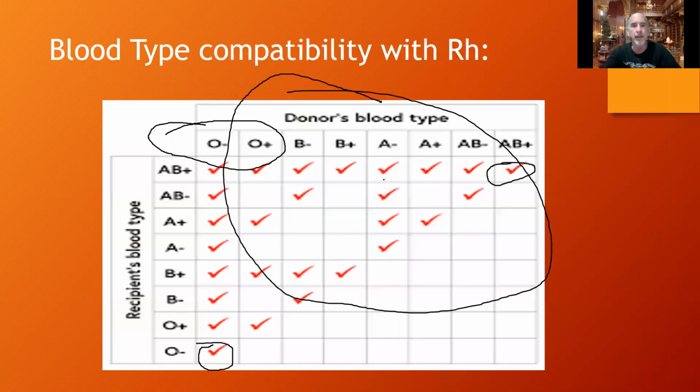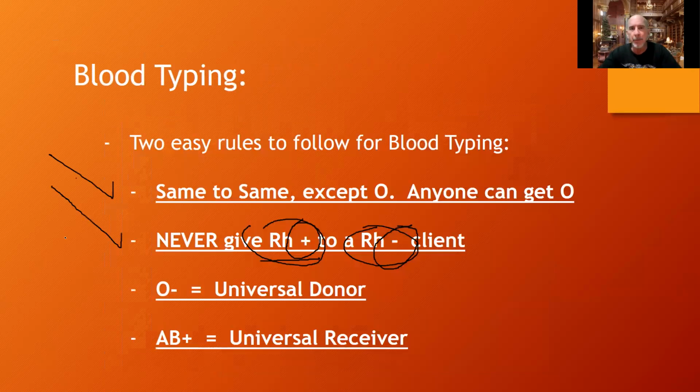So the RH positive client doesn't have anything to attack on the donor. And if you look at this chart, you will see there that the RH positive, or say A positive client, can get A positive blood or A negative blood. Now, since he's got that positive RH factor, he can also get O positive blood, and anybody can get O negative. Clear as mud, right? Just remember that. In general, same to same, except for O. Anyone gets O, and never give positive to a negative client. As long as you keep those two rules in mind, they'll keep you out of trouble.